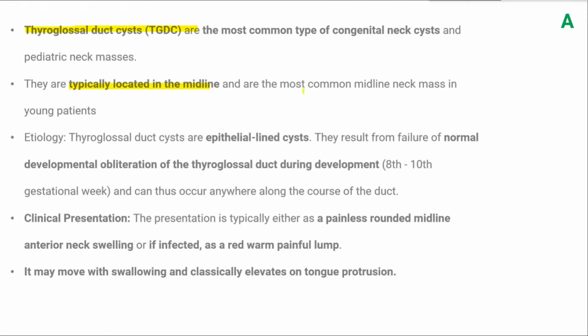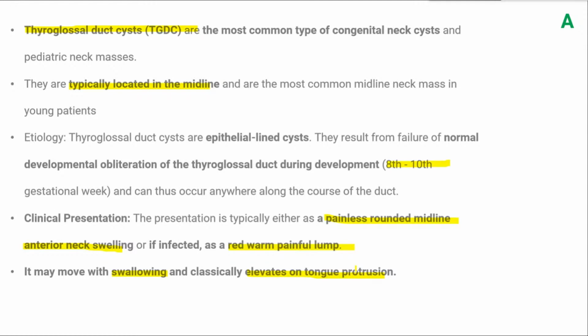And this is a little about the thyroglossal cyst. It is an epithelial lined cyst and occurs because the normal obliteration of the thyroglossal duct doesn't occur. It should occur at the 8th to 10th gestational week, but then it doesn't, and that's why the cyst remains. The patient presents with a painless rounded midline anterior neck swelling. In most cases, only if it is infected will it be warm and red. It is a classic swelling that moves with deglutition and also elevates on tongue protrusion.